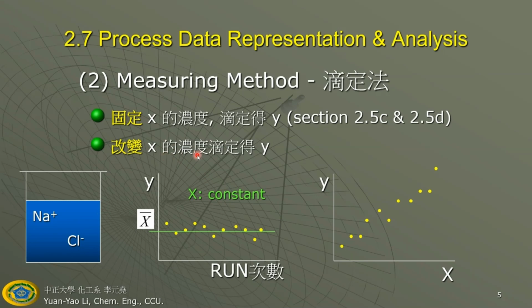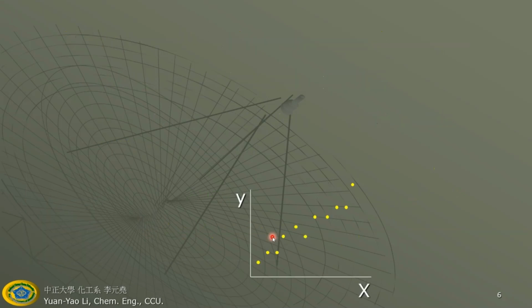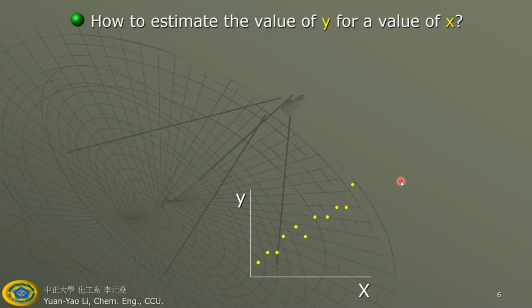Because x is the concentration, we change the concentration and use titration to get the concentration. So we get y here. We change the concentration, we get another y. So you will get a plot like this. You know how to express these data using this line, right? So how are you going to express a line using this data? How do we estimate the value of y for a value of x?